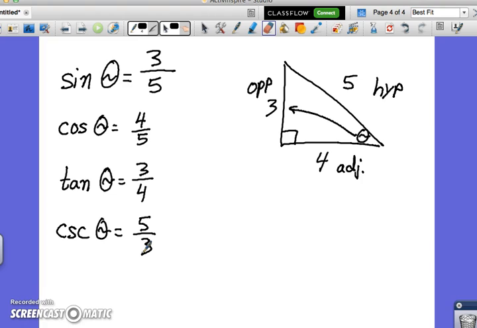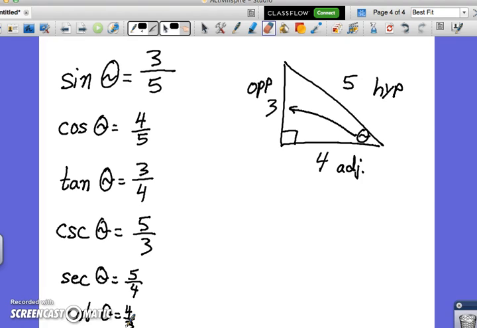Okay. So as we look at this, what would the secant of theta be? Remember, this is the opposite of cosine. If cosine was 4 over 5, this one's going to be 5 over 4 because it's the hypotenuse over the adjacent. And finally, the last one, cotangent of theta. Remember, it's the reciprocal of tangent, so it's 4 over 3. That's because it's the adjacent side over the opposite side. So that kind of plays out here.